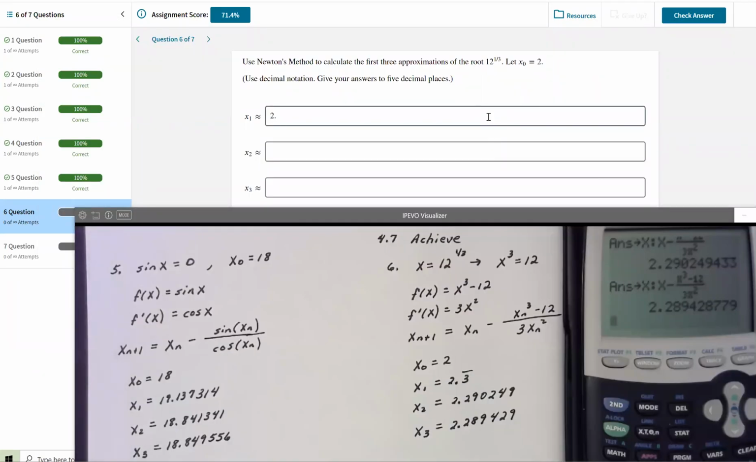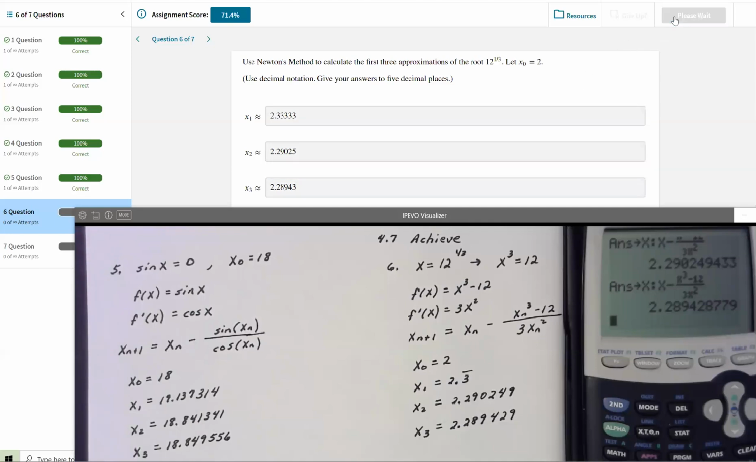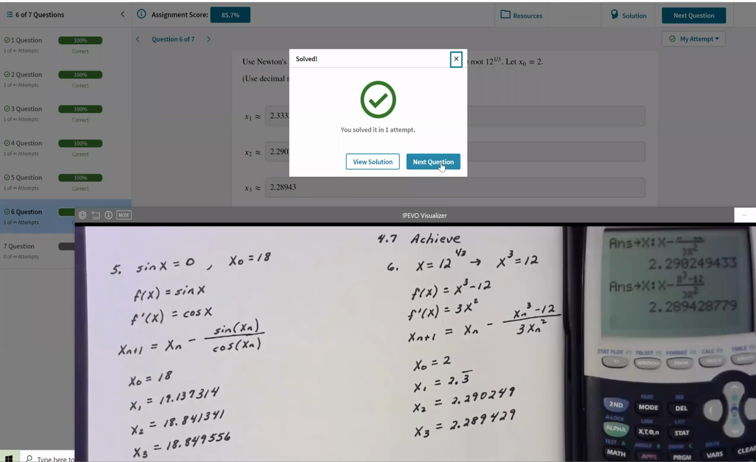So I'll do that to 5 decimal places this time. So I need to be careful. Switched it up on me a bit there. So x sub 2 is going to be 2.29025 rounded to 5 decimal places. And then x sub 3 is going to be 2.28943 rounded to 5 decimal places. I checked that answer, and absolutely.